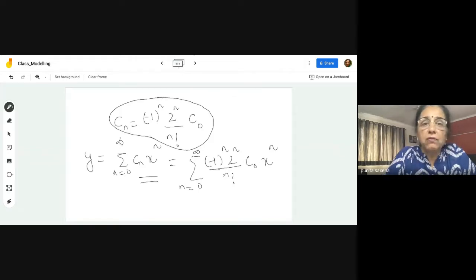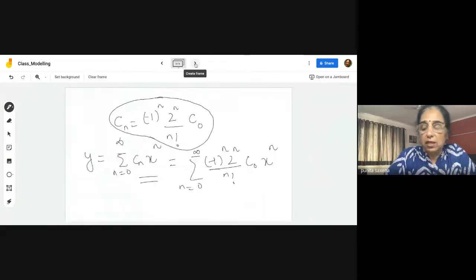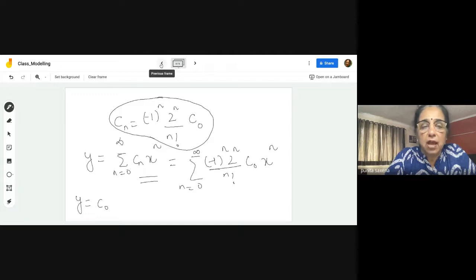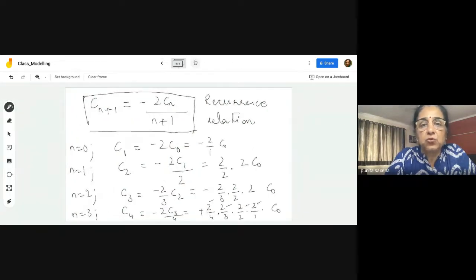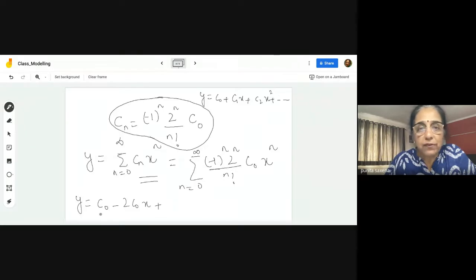Now, since you have obtained your values of C1, C2, and so forth, can you just write your solution here? What should be your solution? Y was what? C naught. What is the other term? C1x. How much is your C1? Minus 2 C naught. So it should be minus 2 C naught x. Then plus, y was C naught plus C1x plus C2x squared and so on and so forth. So our C naught we have not changed at all, but C1 we have obtained in terms of C naught. How much is C2?